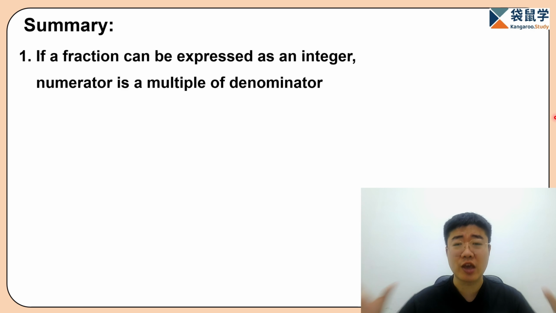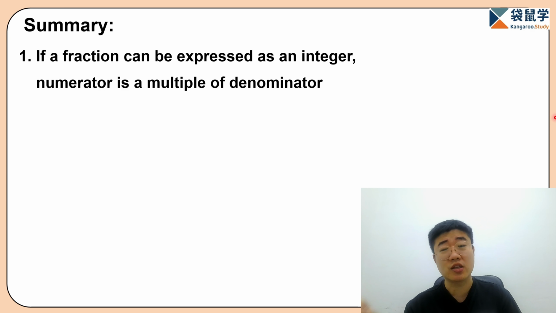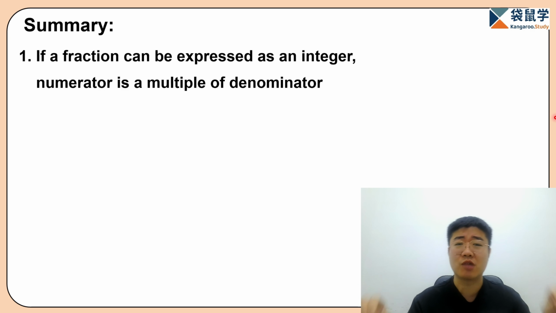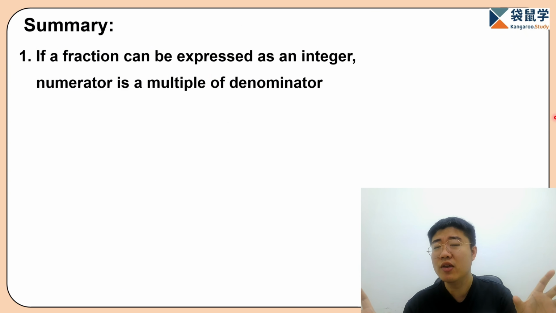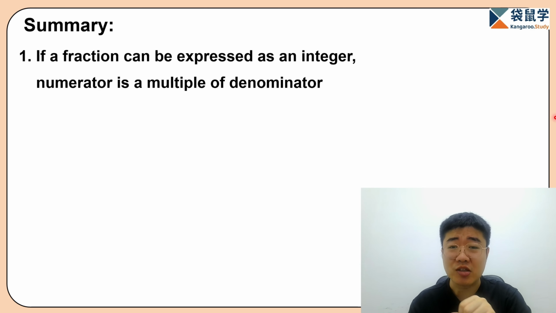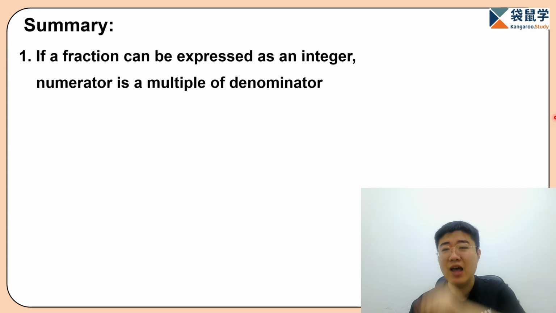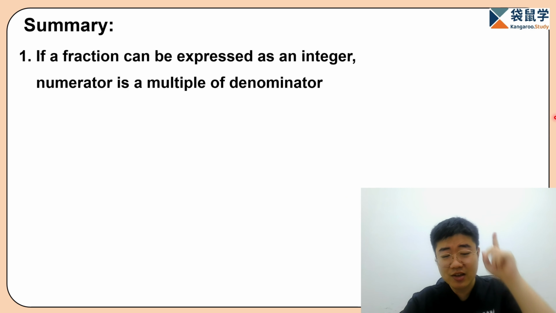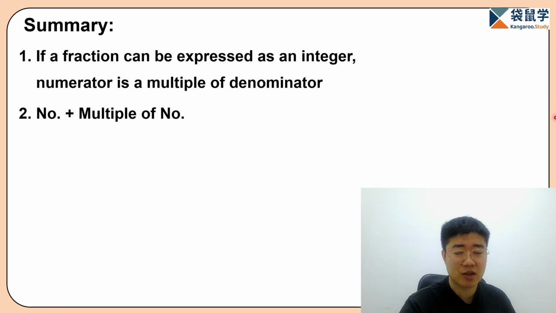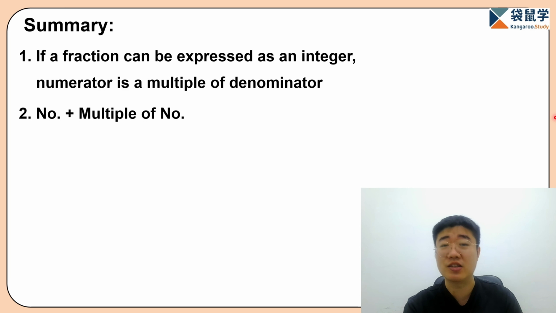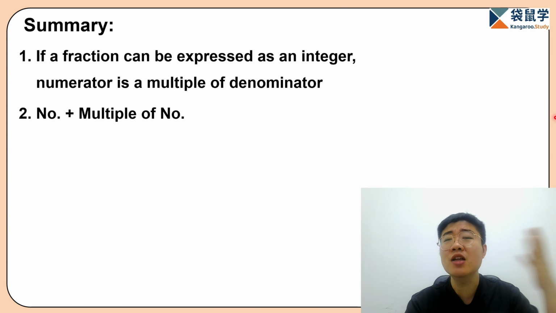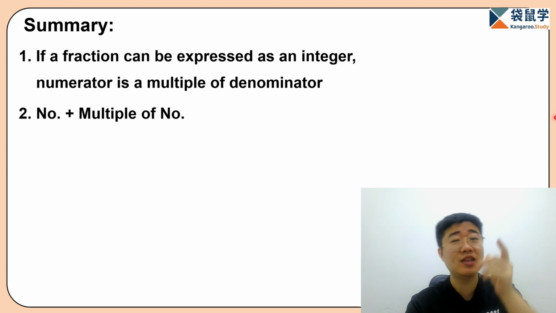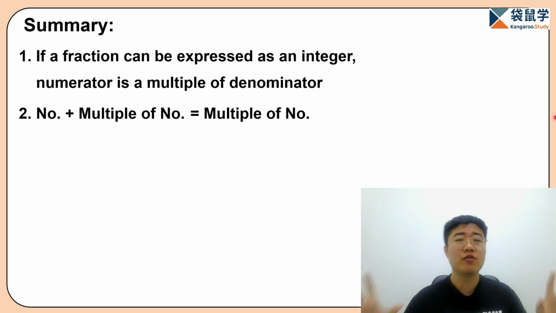The other thing we have used just now is that because it's difficult to solve the numerator and denominator separately, that's why we were looking at the sum of these two numbers. And the reason we can look at the sum is because a number plus a multiple of this number will be a multiple of this number again. So for example, if you have a number 5 plus another multiple of 5, let's say 20, added together we get 25. We're going to realize that this is also a multiple of 5.